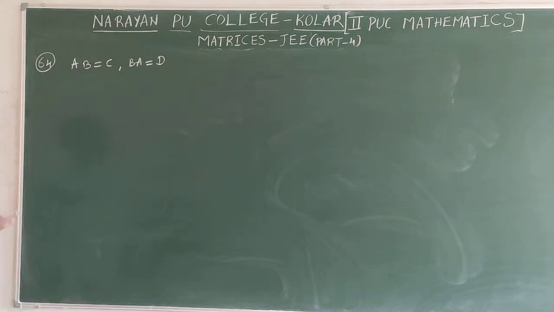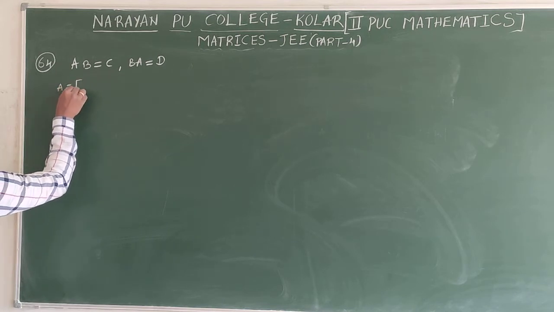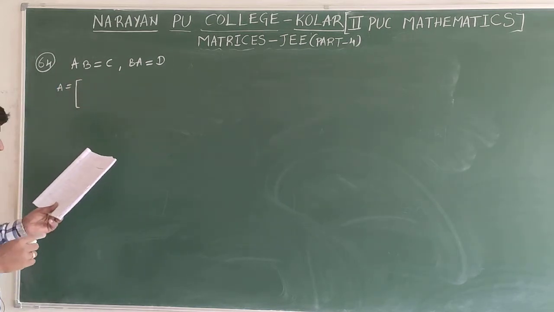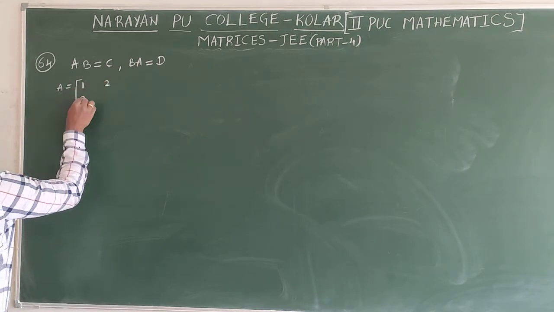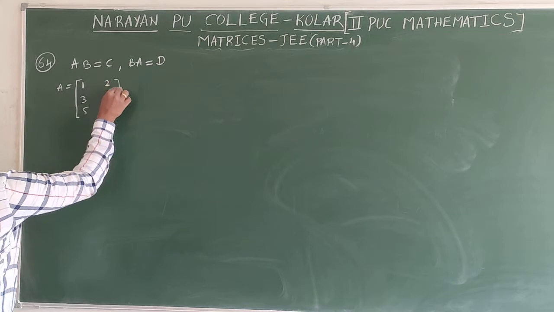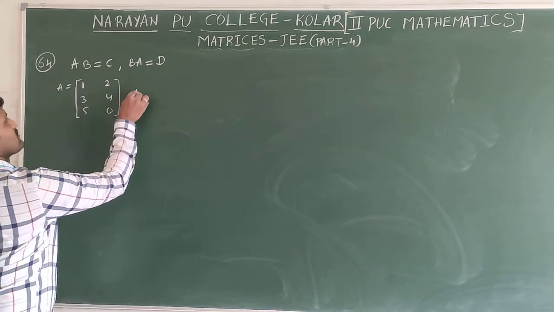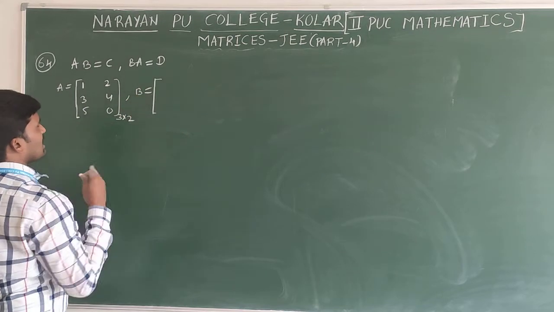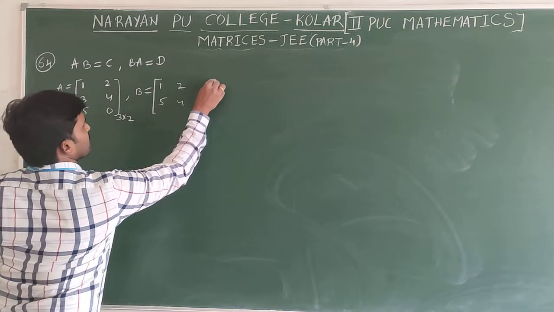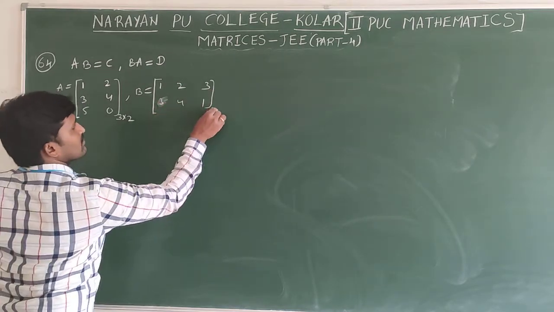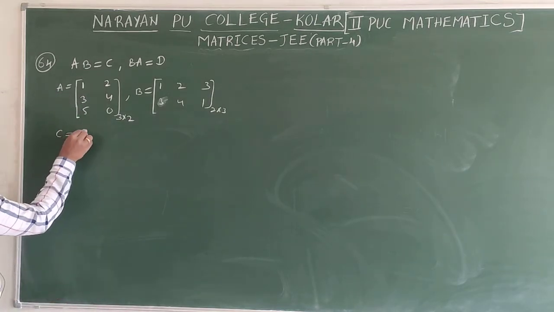Now I will take 2 examples for A and B to satisfy this condition. I will take the A matrix. What is the order given? 3 by 2, 3 rows and 2 columns. So 1, 2, 3, 4, some 5, 0. It's clearly a 3 by 2 matrix. Next, I will take the B matrix. It is clearly a 2 by 3 matrix given. 1, 2, 3, 5, 4, 1, or 3, 4, 1, no problem. It is clearly a 2 by 3 matrix. To get the C matrix, I will multiply A and B.